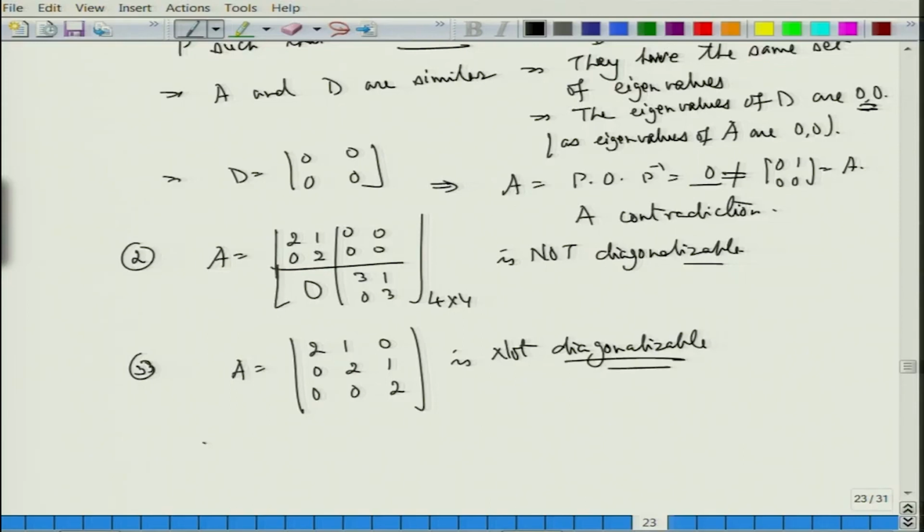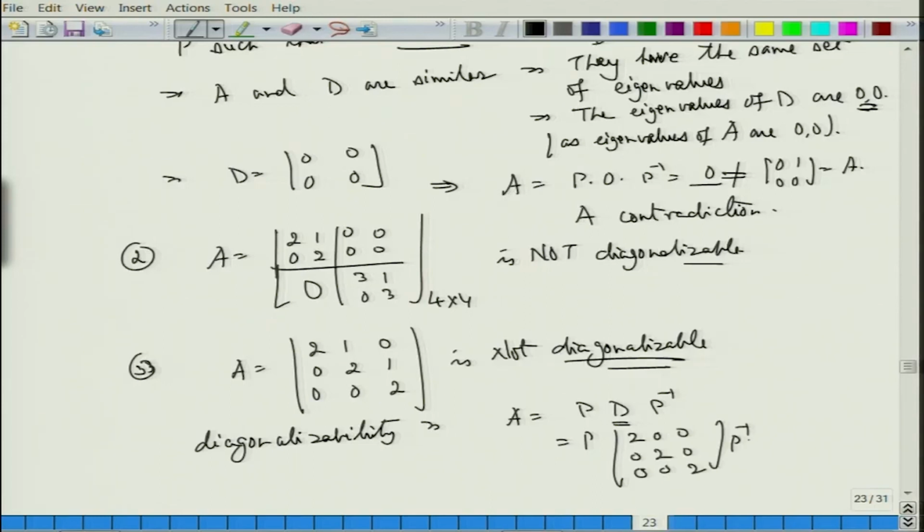because diagonalizability implies A is equal to P D P inverse, which will be P times D with eigenvalues here. So it will be 2, 0, 0, 0, 2, 0, 0, 0, 2 times P inverse, which is 2 times identity, which is not A. So why should you get this as the diagonal matrix? Think about it. I want you to understand that. That's very important for us, and we end this lecture with this idea itself. All right. Thank you.